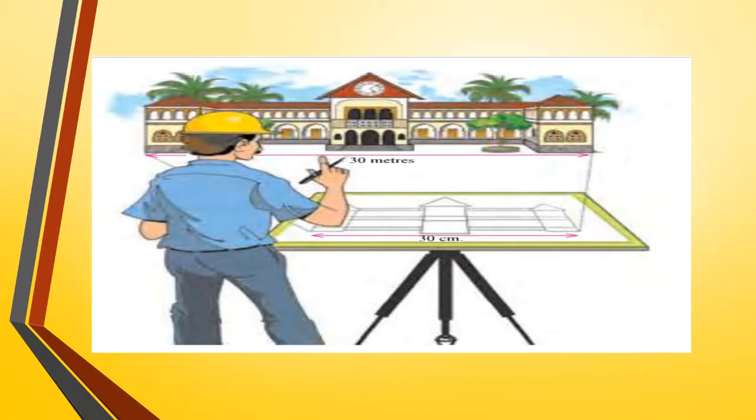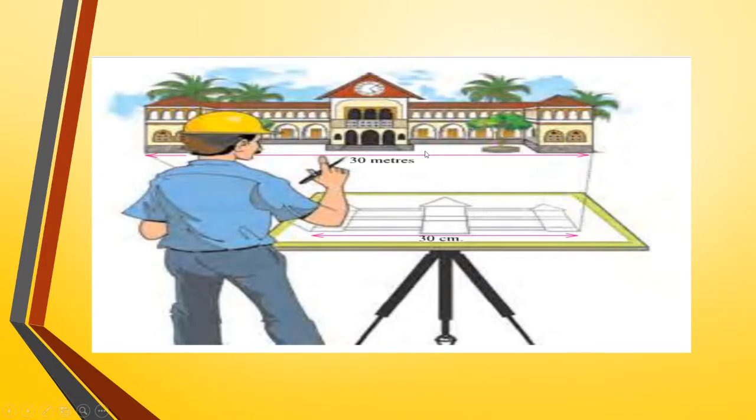Now here, a house is shown. This house is 30 meters long. If you have to draw this house, you need a 30 meter paper. But usually we get a small sheet to draw. How will you fit a 30 meter long house on a small paper?